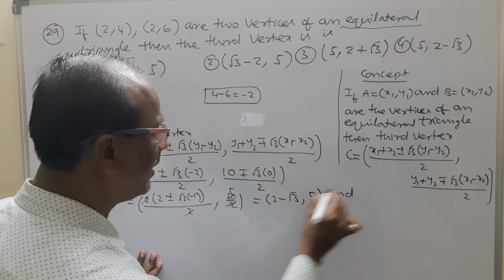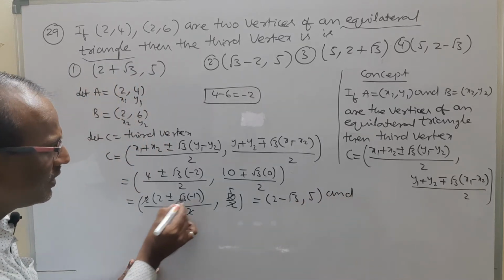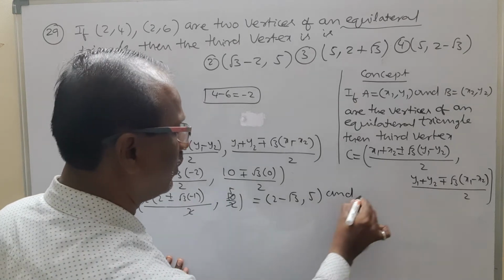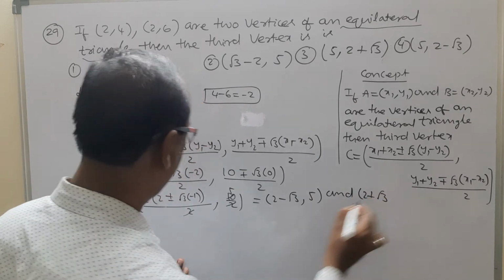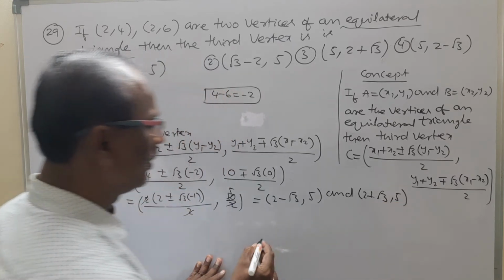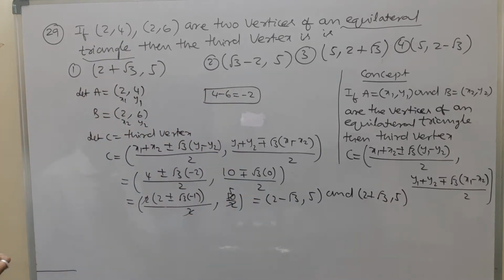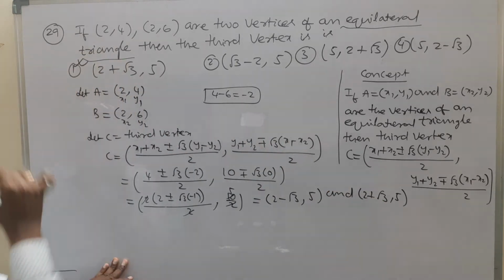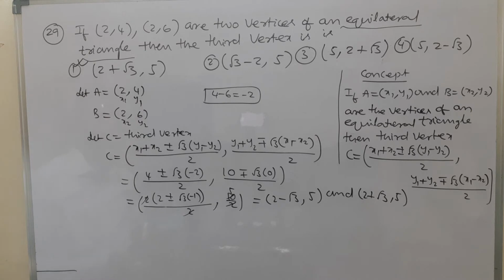And the second one. Minus into minus, plus. 2 plus root 3, comma 5. The y coordinate is only 1. 2 minus root 3 comma 5 and 2 plus root 3 comma 5. Two answers are correct. In the options given, only 2 plus root 3 comma 5. Only this coordinate is given.